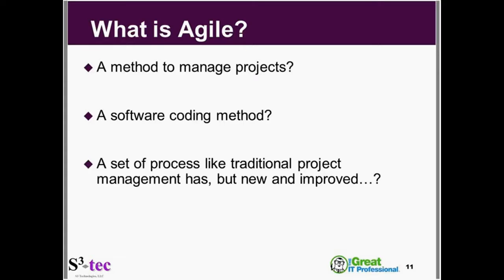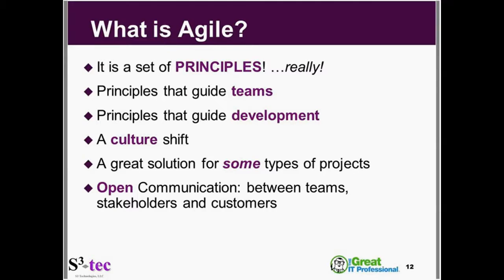So what is Agile? Is it a method to manage projects? Is it a software coding method? Is it a set of processes like traditional project management has, but a new and improved version? Well, what it really is, is a set of principles. It's not a method. It is an approach, but it's a set of principles, and fundamentally, it's a cultural shift. The principles that Agile has guide our teams and how teams work, and they guide how we do development. And Agile is a great solution for some types of projects, but not all projects.